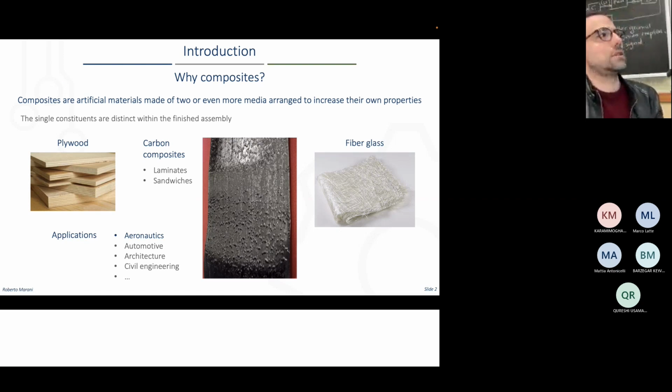So we are working again. These are a few panels that you have already seen before. We are working with composites. And why composites? Because these are artificial materials that are made by multiple constituents arranged to enhance the properties of the single constituents, of course. The first one was plywood, where you get some layers of wood that are tilted relative to each other to get more strength at the end of the stratification. But then there are carbon composites, fiberglass composites, and many other composites, for many applications spanning from aeronautics, automotive, architecture, civil engineering, and so on.